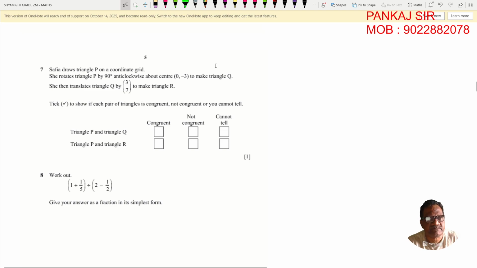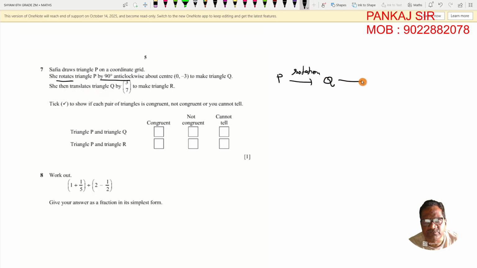Next is question number 7. 7 says that Sophia draws triangle P on a coordinate grid, and she rotates triangle P. So she is drawing some triangle P. And that triangle P she is rotating by 90-degree anti-clockwise about the center 0 minus 3 to make a triangle Q. So on rotating this triangle P by 90-degree anti-clockwise about the point 0 minus 3, she gets a triangle Q.